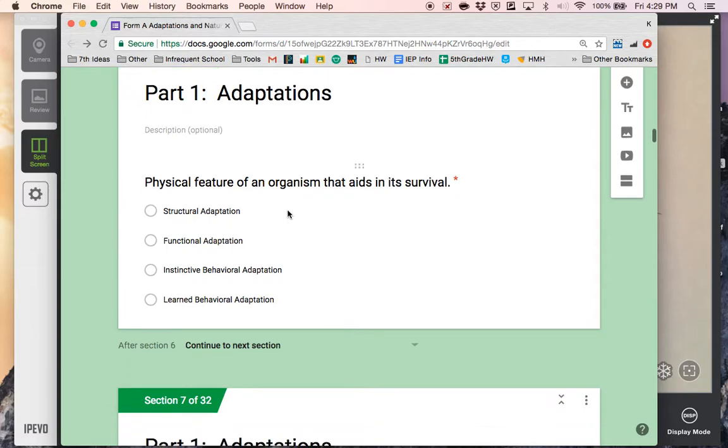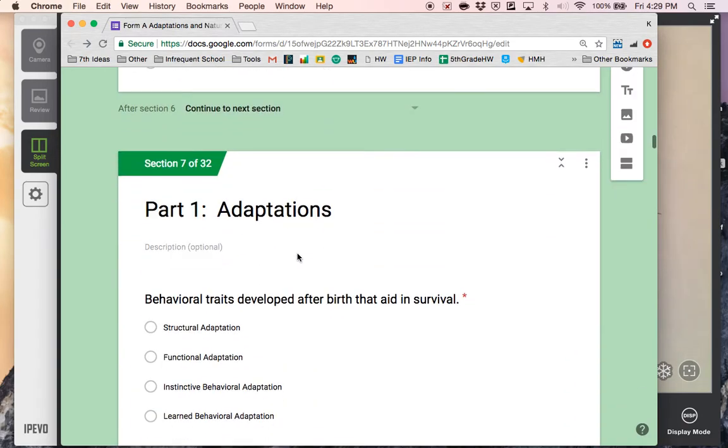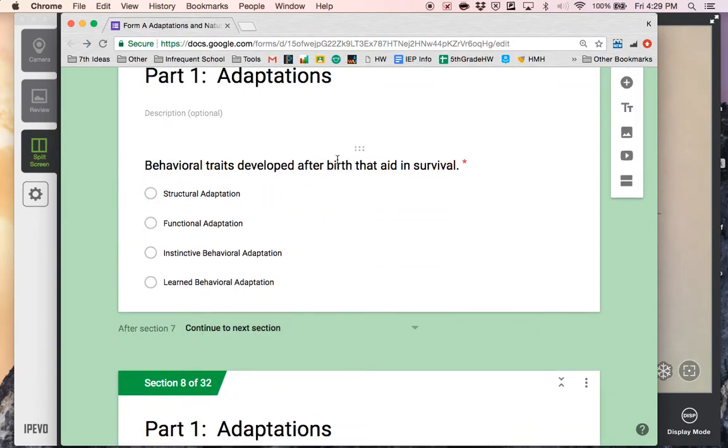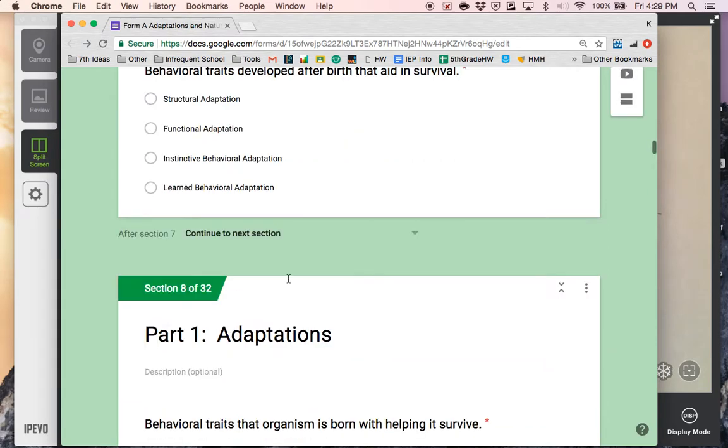All right, a physical feature of an organism that aids in survival. This is an outside feature, that would be structural. I'm not going to spend too much time on that one. Behavioral traits developed after birth, so this is what they pick up on as they're growing. This would be learned behavior.